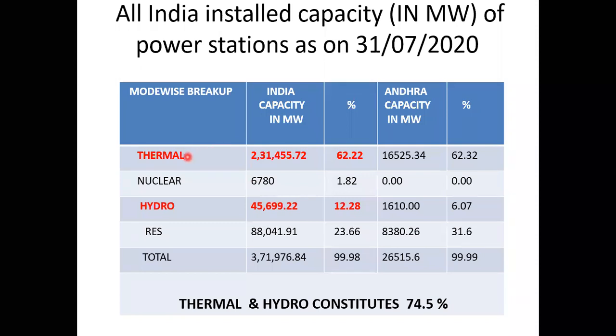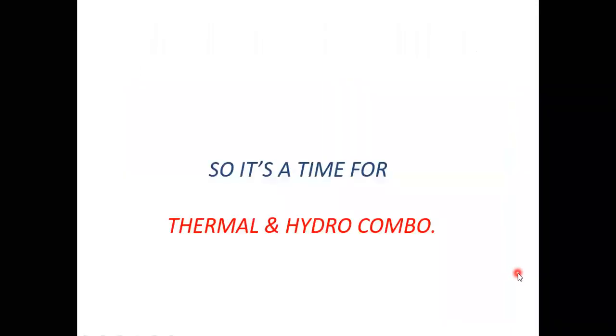For solving, it becomes very flexible, and similarly, when you add these two, we are covering almost 3/4 of the total India installed capacity. That is nothing but 75%. So that's why instead of RES, it is better to take the hydropower plant along with the thermal power plant. Understood, everybody? So that's why it's the time for a thermal and hydro combination.